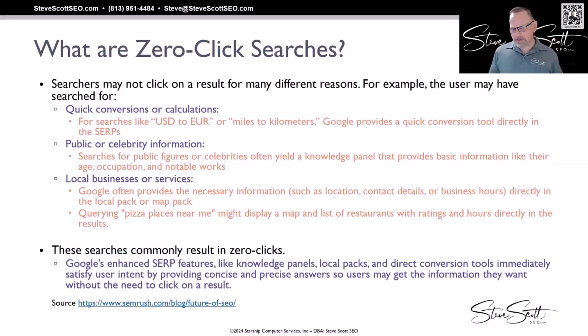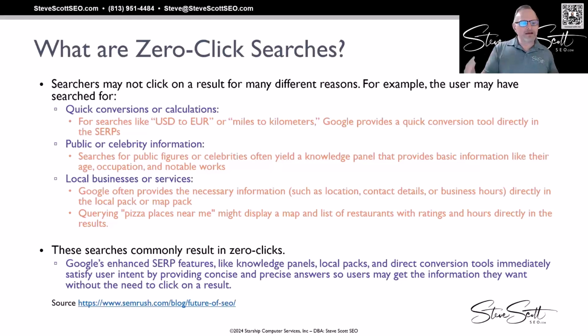Searchers may not click on results in the search results pages for lots of reasons, right? Sometimes you search for things like quick conversions or calculators. Maybe you want to know USD to euro conversions, or miles to kilometer conversions. You just go, hey Google, how much is 20 US dollars in euros? Or how much is 20 euros in US dollars? How many miles are in 10 kilometers? And Google provides these quick conversion tools right on the search results, so you never have to go to someone's website that's got some kind of calculator to do this for you.